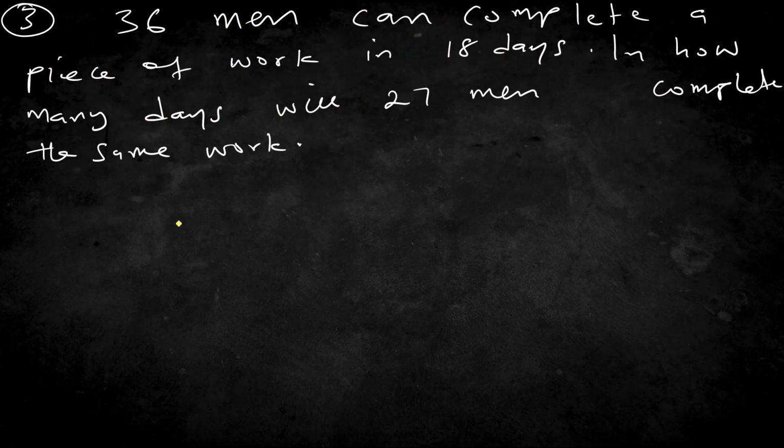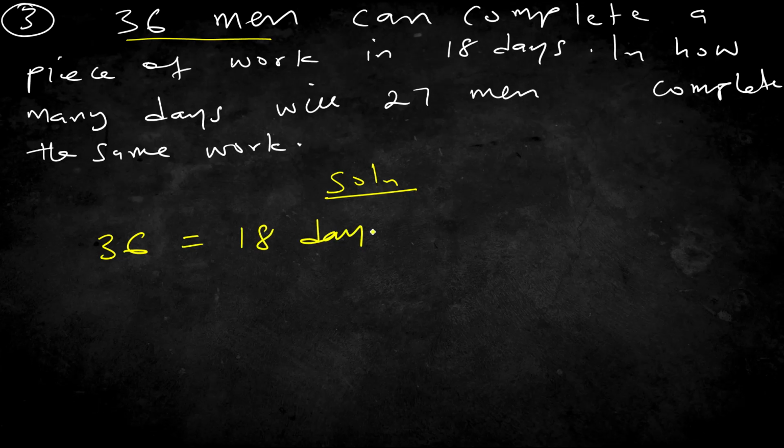All right, 36 men can complete a piece of work in 18 days. In how many days will 27 men complete the same work? So this one is very simple. Now, 36 men, men full of energy, can use 18 days to complete a piece of work. And the question says, in how many days will 27 men complete the same work?